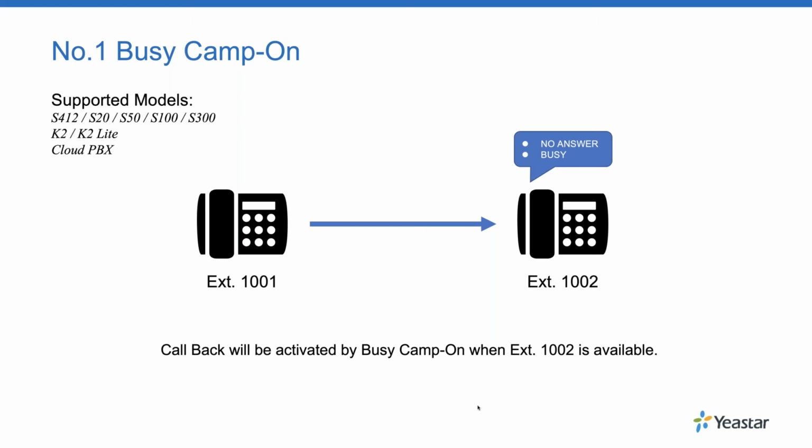So how can we use this feature? For example, if we enable busy callback and I use extension 1001 to call extension 1002, and currently extension 1002 is not available, I get no answer or busy. Now if I enable the busy callback feature, once extension 1002 is back to normal, the system will send me a call back automatically, and I can just make the call directly. So this is the busy callback feature.